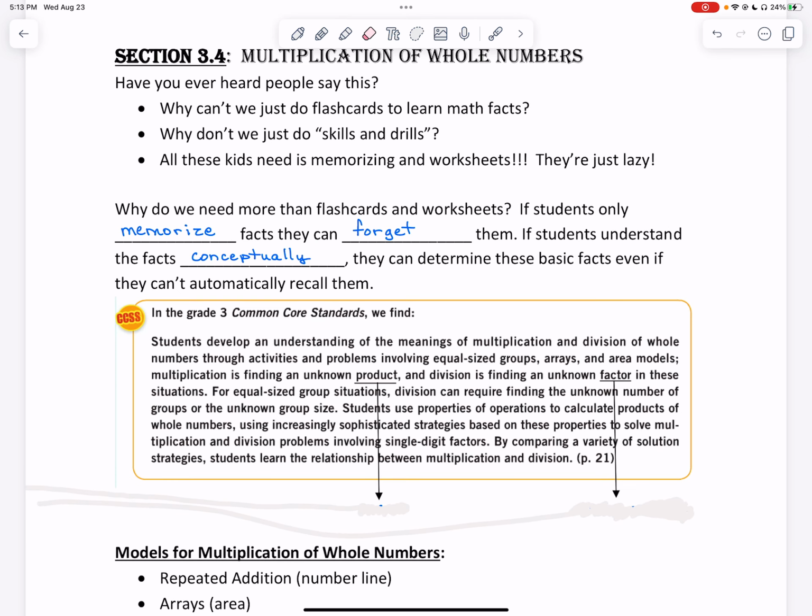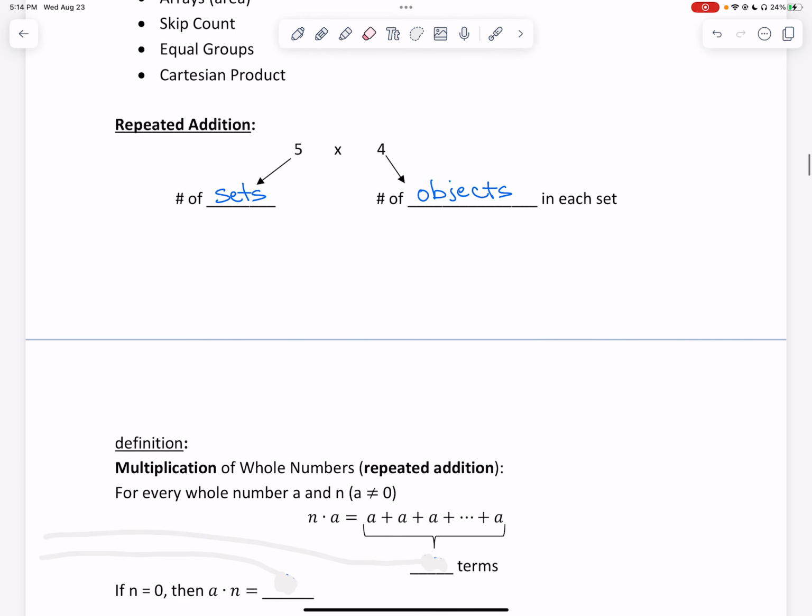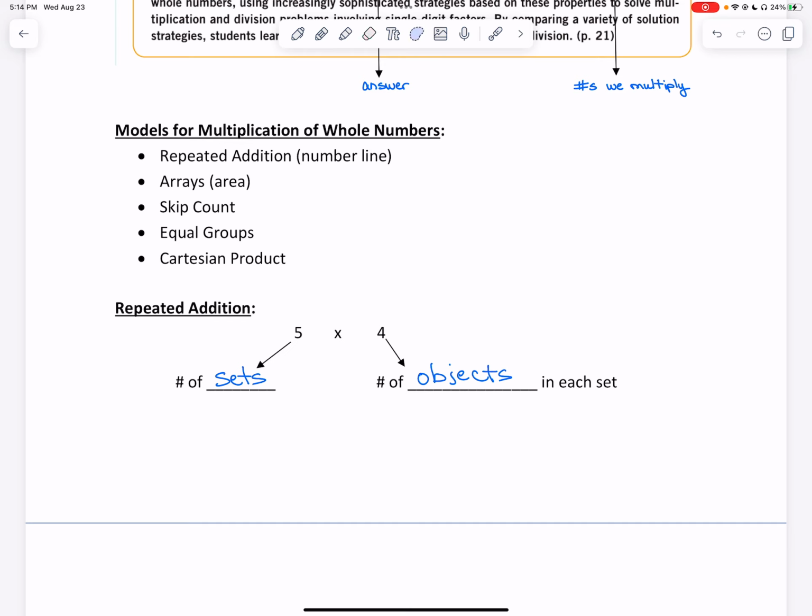We've got 5 different types of models. We're going to start with repeated addition. Whenever you do repeated addition, or basically any of these models, you need to think of the multiplication facts, such as 5 times 4: the first number represents the number of sets that you have, and the second number represents the number of objects in the set. When it comes to repeated addition, you need to think of this as 5 sets of 4.